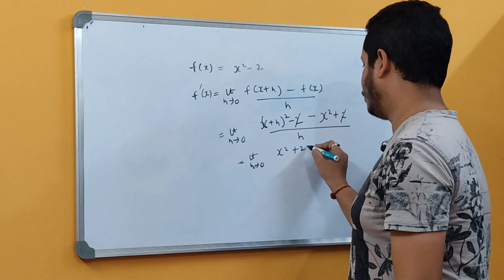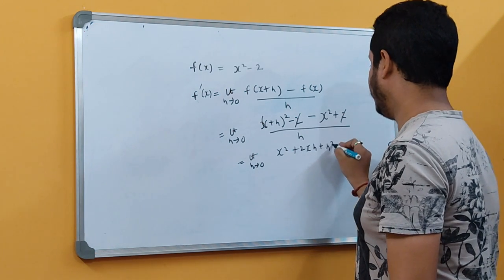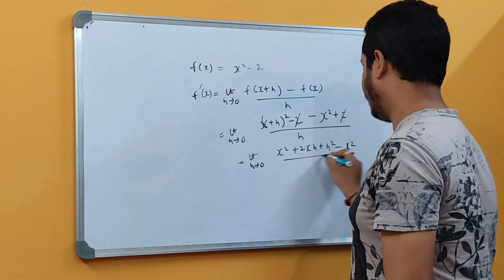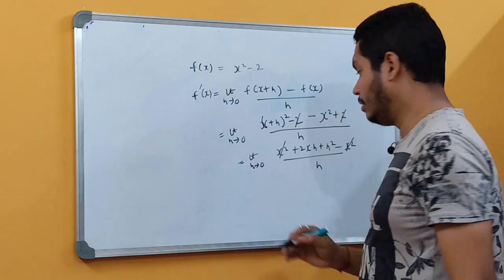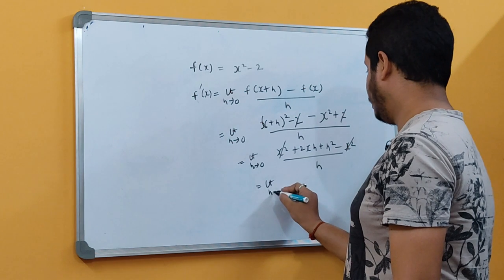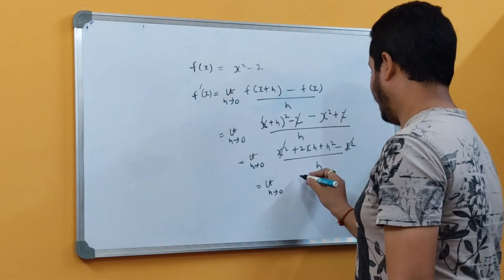So it will be x square plus 2xh plus h square minus x square, whole divided by h. So obviously x square and minus x square will cancel out, right? So it will be limit h tends to 0. Now this is what we have.